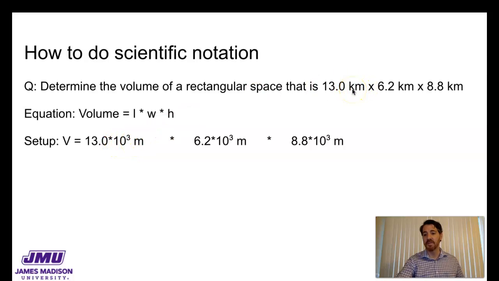Because that's what the K stands for. And if I forgot what times 10 to the a K is, I would just go look that up. Again, you'll be allowed to do that in this course. Times 6.2 times 10 to the third meters, because that's what 6.2 kilometers is. And then times 8.8 times 10 to the third kilometers. So that'll be our volume.